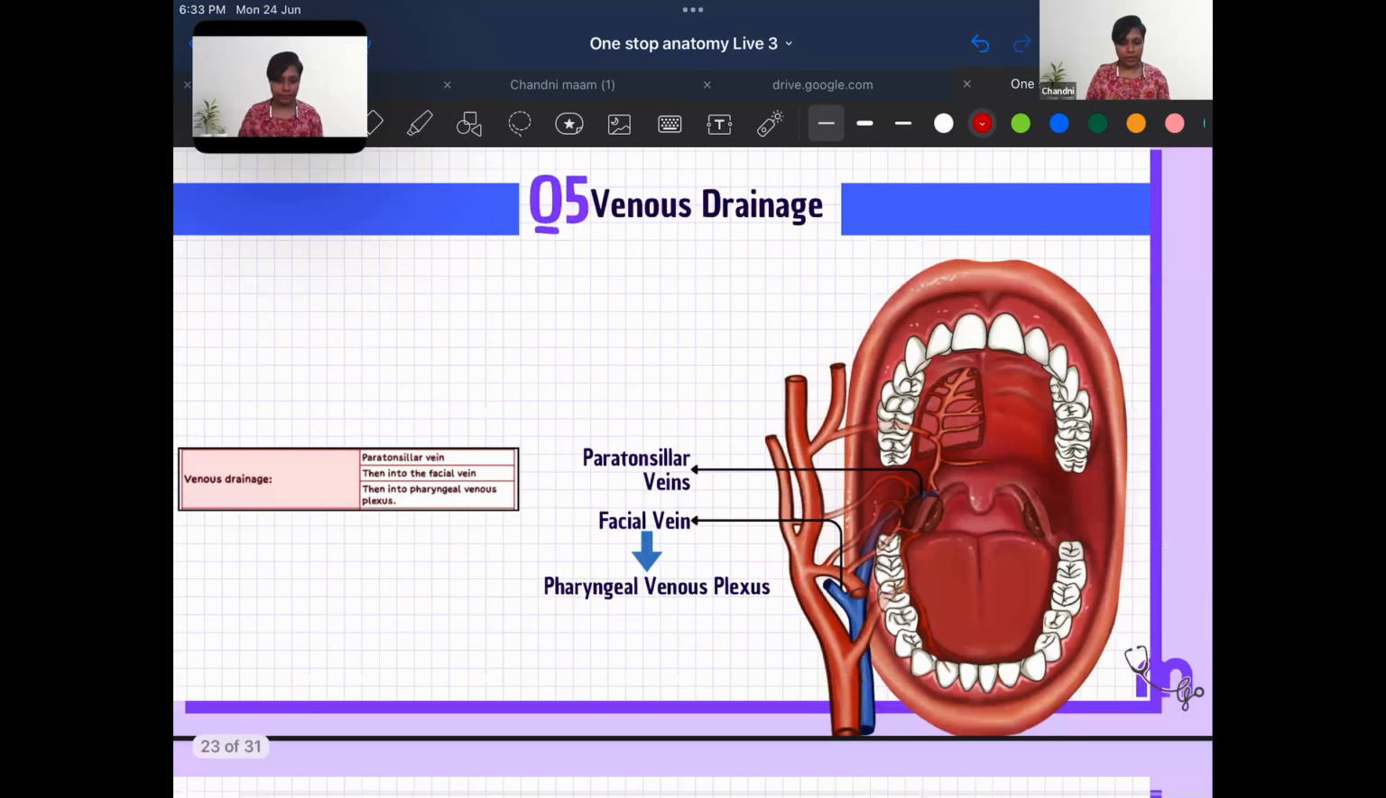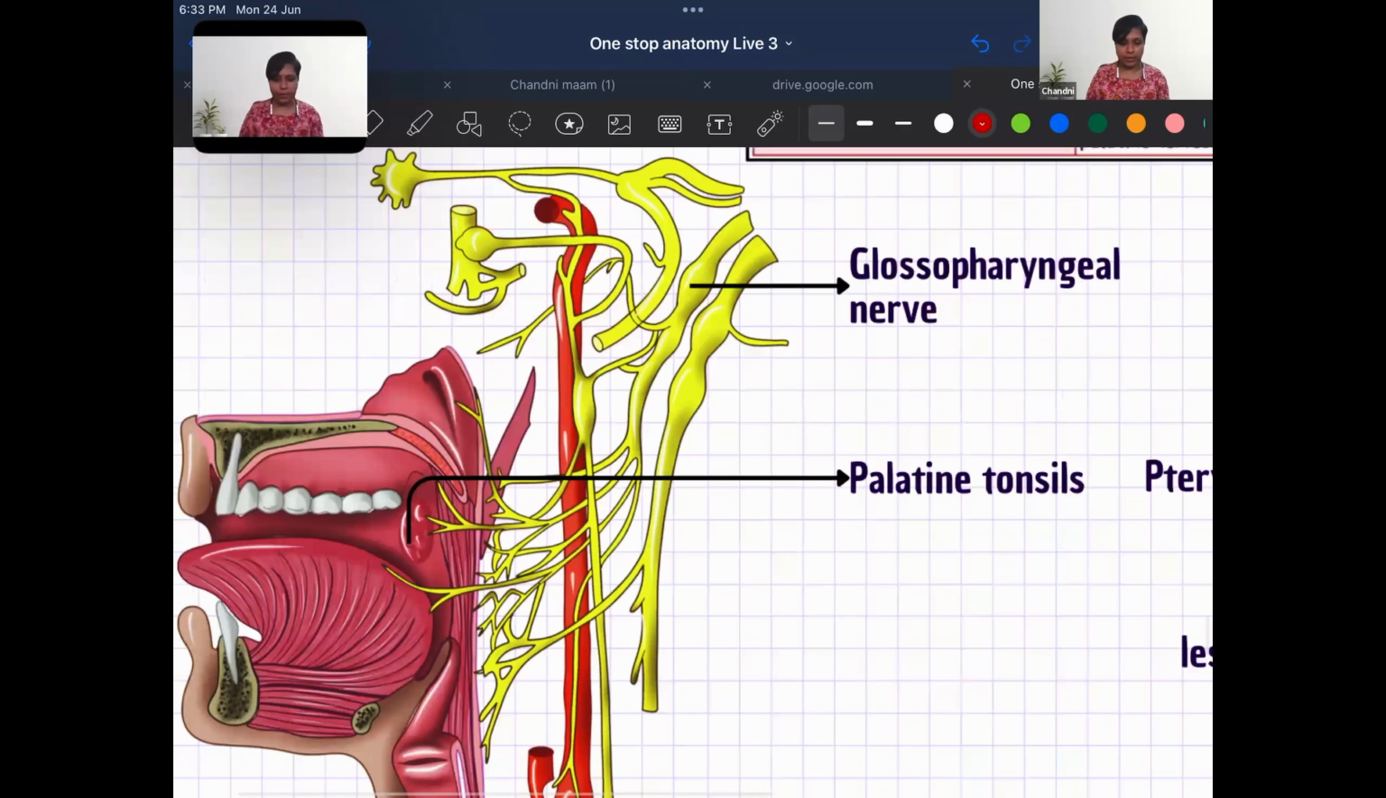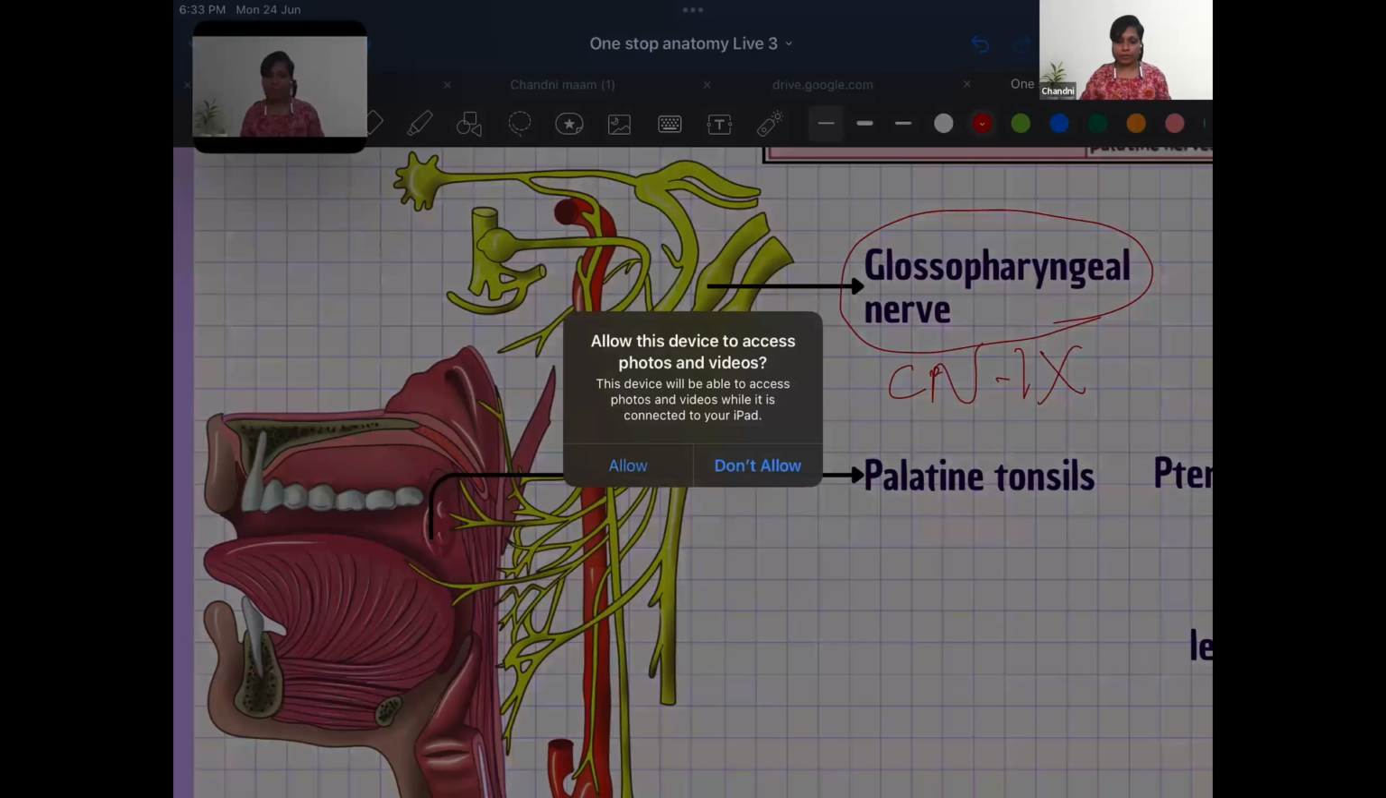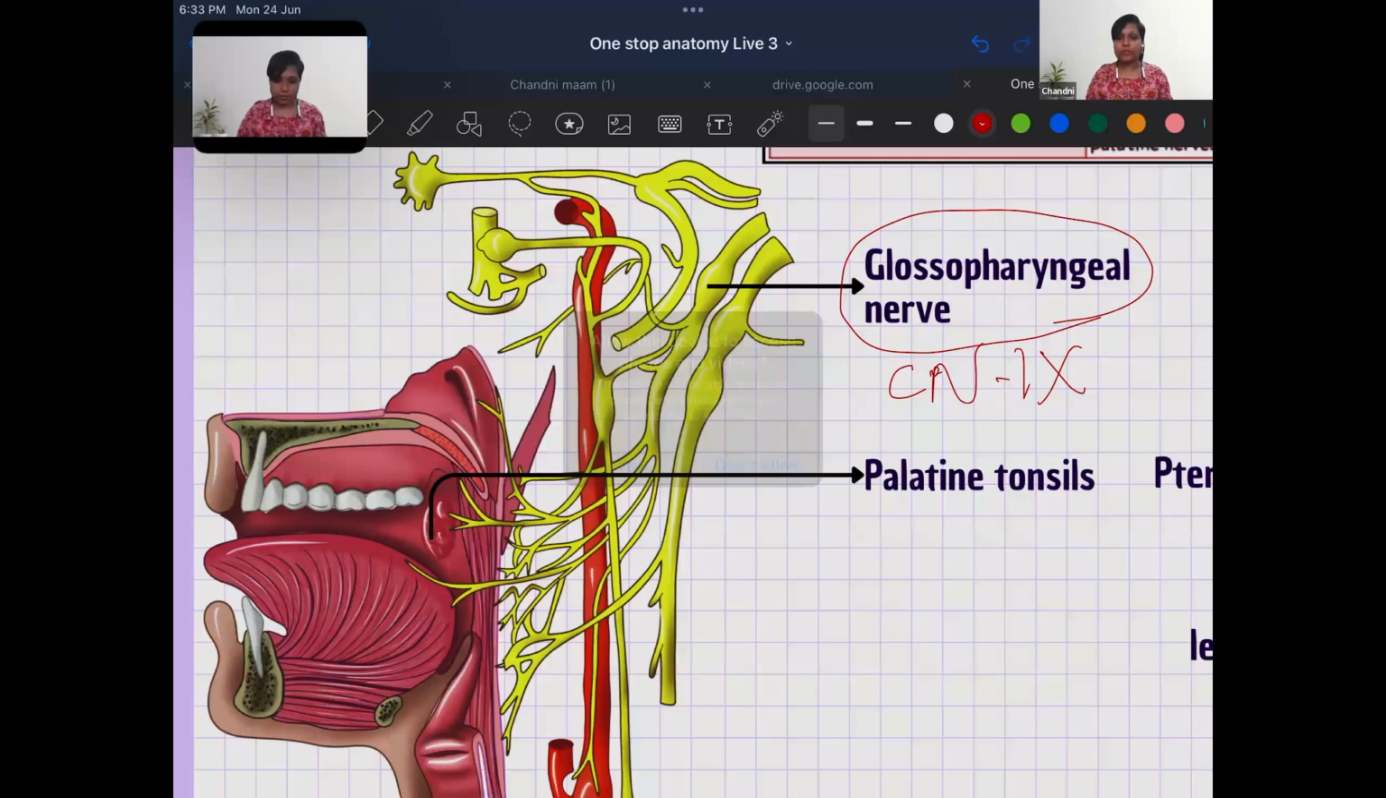Next is the nerve supply. This looks complicated, but it isn't, and I'll tell you why. Glossopharyngeal nerve, cranial nerve number? Come on guys, quick, fastest fingers first. 9, perfect. The glossopharyngeal nerve is the 9th cranial nerve. Excellent. Today I'm seeing a lot more messages on chat. Really nice. So the glossopharyngeal nerve sends out a branch called the tonsillar branch.